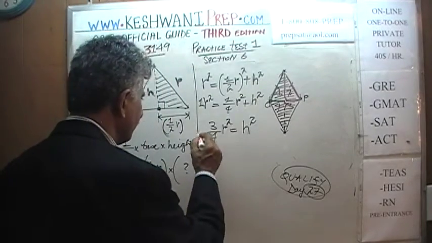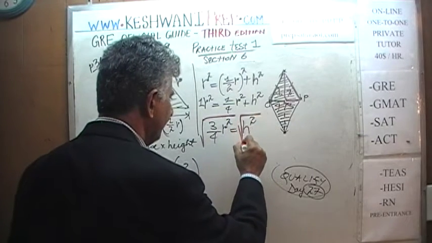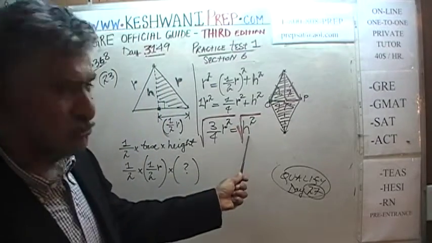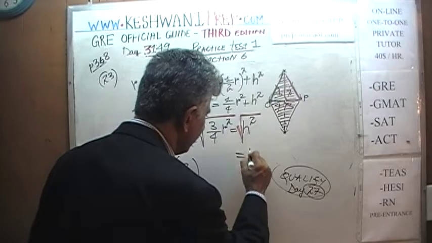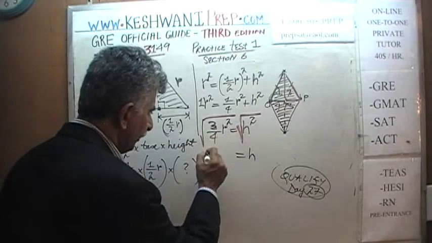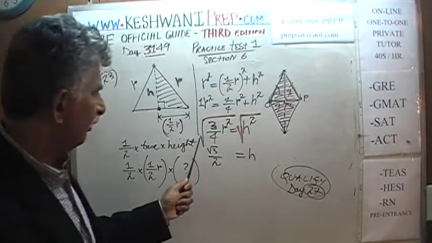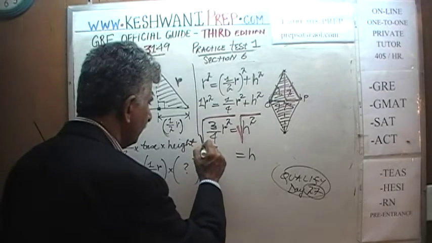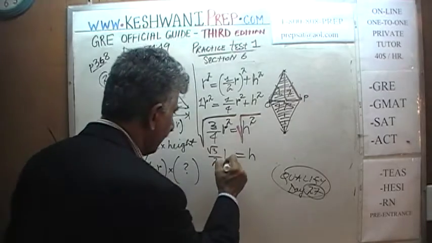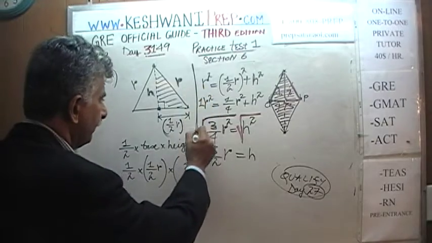So let's take the square root of both sides. Why square root of both sides? Because the square root of h squared would be just h, which is exactly what we're looking for. The square root of 3 we cannot do anything with, so square root of 3, and the square root of 4 is 2. And what's going to be the square root of r squared? Square root of r squared is just r. I'm going to bring this line all the way down, the demarcation.